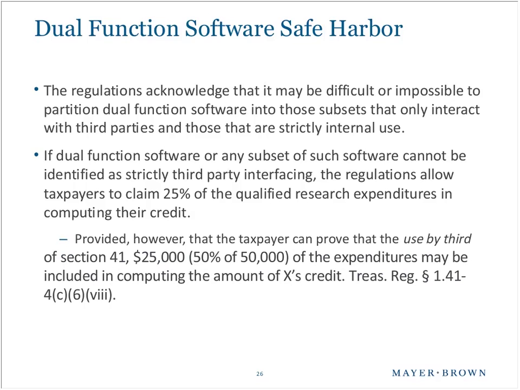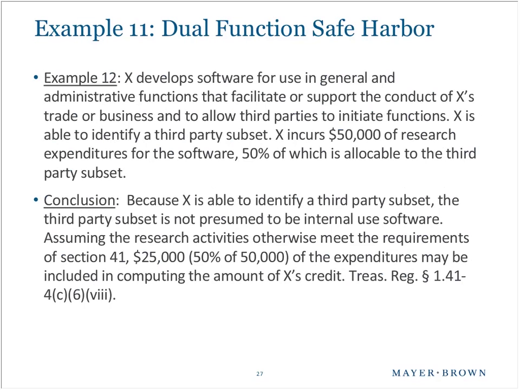So we have an example of how that would play out mechanically. Here we have a taxpayer who's developing software for use in an administrative function that supports the conduct of the taxpayer's trade or business and allows third parties to initiate functions. So it's developing dual function software. Here the taxpayer is able to identify a third-party subset. And in this situation, the taxpayer is said to have incurred $50,000 of R&D expense for the software, 50% of which is eligible to the third-party subset.